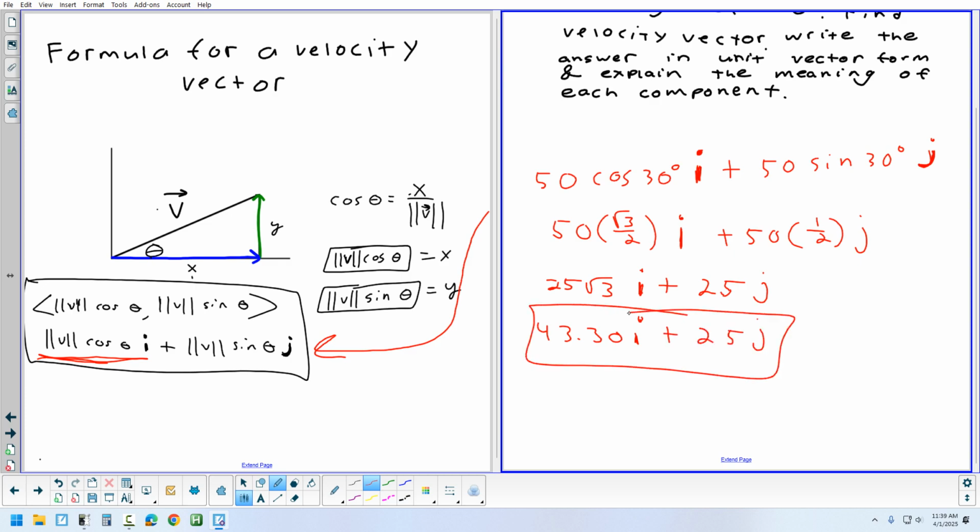All right, so we've written it as a velocity vector, but the last thing they said was to explain the meaning of each component. So what is that 43.3? Like I'm talking about if you did this as a real world thing, you had an object projected at a 30-degree angle at 50 miles per hour, what would the 43.3 actually be? Yeah? I guess like how far it goes, like horizontal.